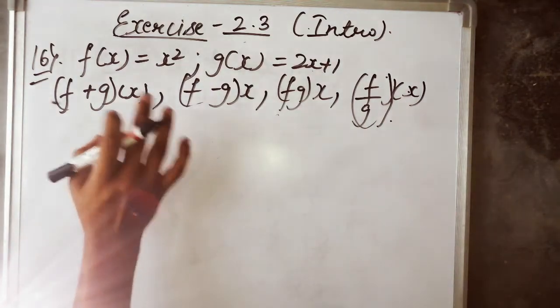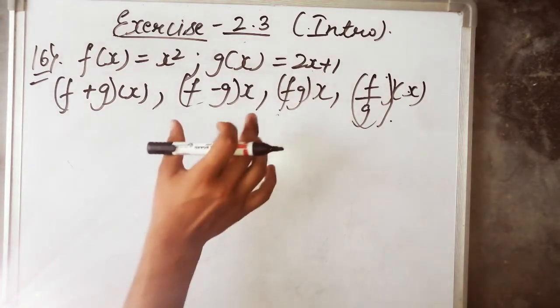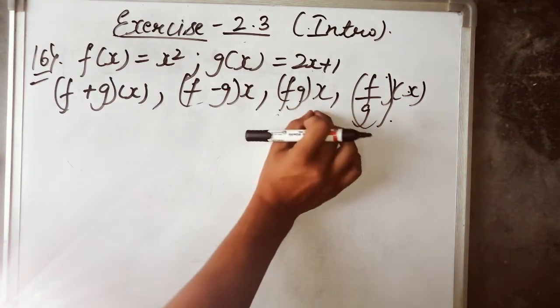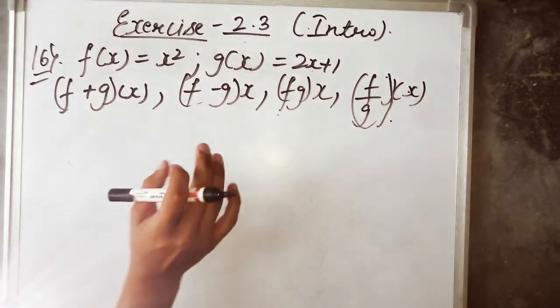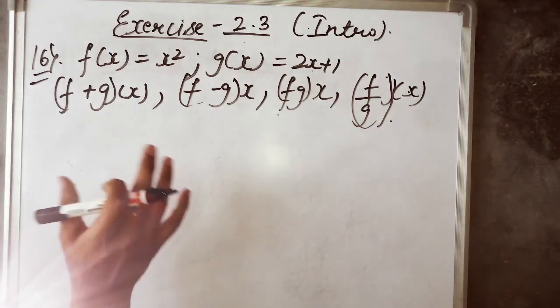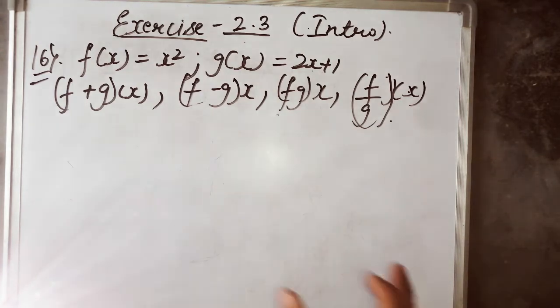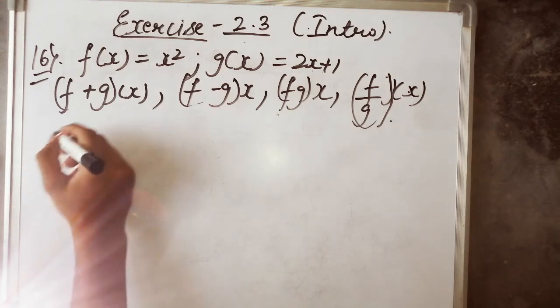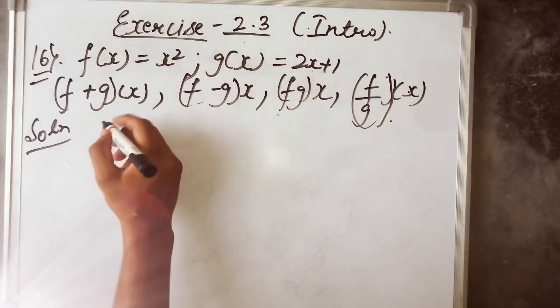There are four parts of the 16th example. We need to find out (f plus g)(x), (f minus g)(x), (fg)(x), and (f/g)(x). These are simply what we have read before, which comes in our algebra of real functions. Let's talk about (f plus g)(x). Let's write down the solution here and begin.